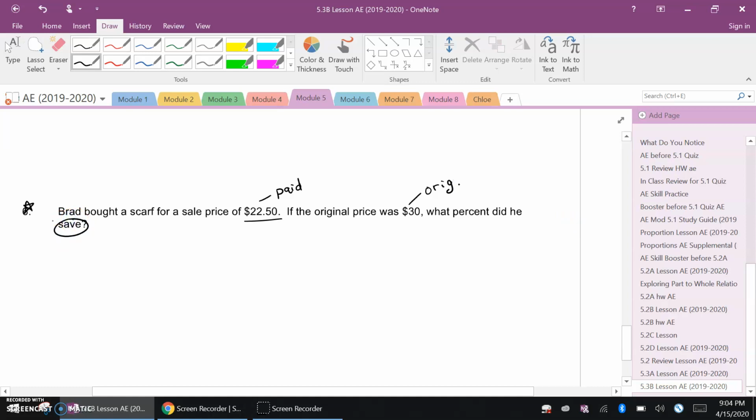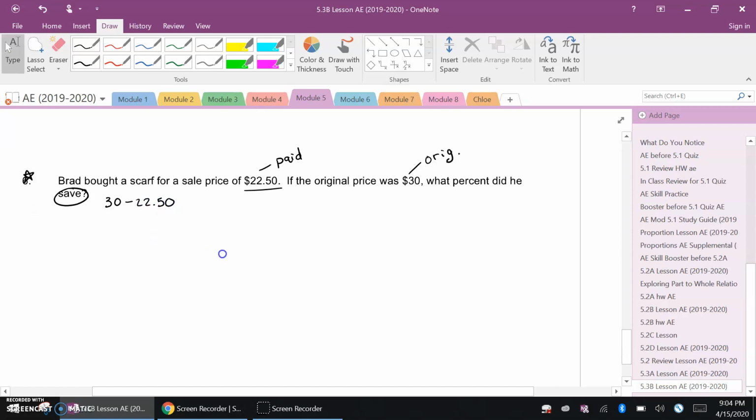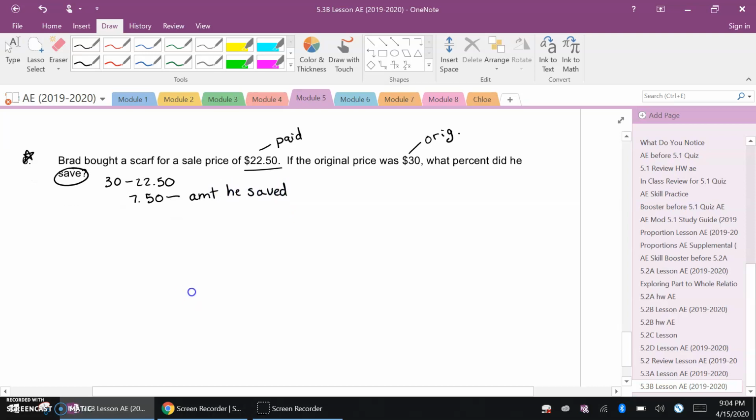So before we figure out the percent that he saved, we also need to know how much he saved. So if we subtract the 30 and the 22.50 and you put that into your calculator, you're going to get $7.50. So that's the amount that he saved. And that's the number we're going to need to use as the part when we need to do part to whole to figure out the percent. So we're going to have the saved over the original.